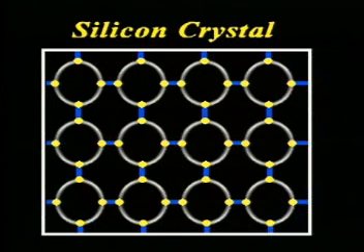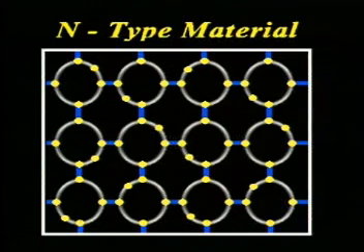If a material containing 5 valence electrons is added to pure silicon, electrons are left over after all the bonds are made. These extra electrons can now move freely about the crystal. Because the material now has an abundance of negatively charged free electrons, the material is called N-type.